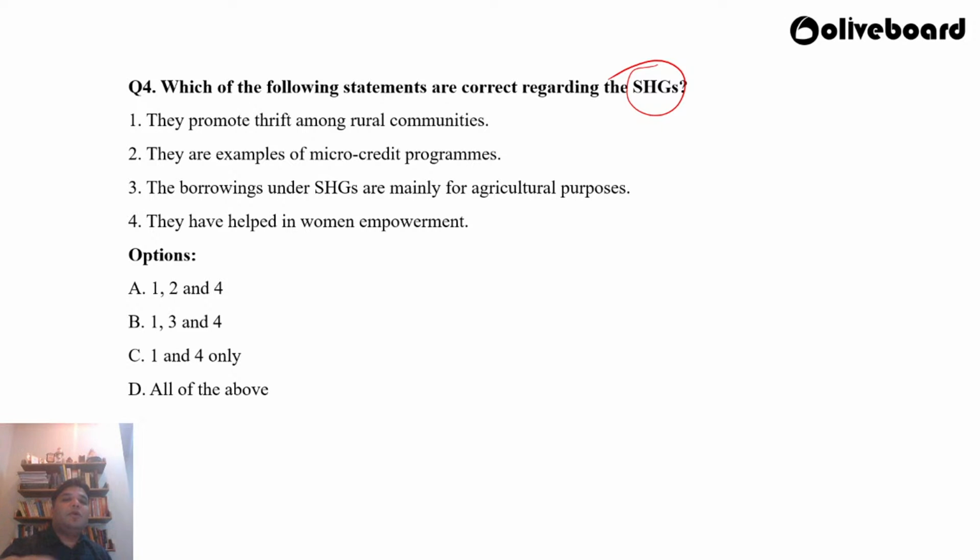First, they promote thrift among rural communities. Thrift means being stingy, right? Being very careful and being very prudent about expenditure. Second, they are examples of microcredit programs. Third, the borrowings under SHGs are mainly for agricultural purposes. Fourth, they have helped in women empowerment. What do you think is the correct answer?